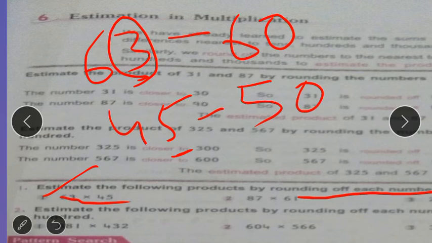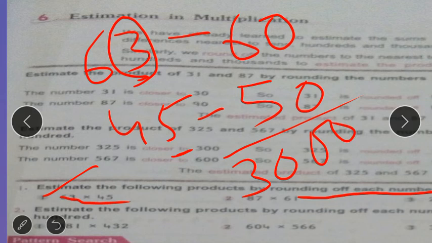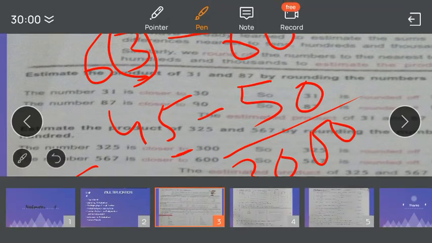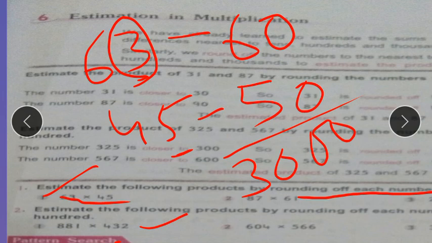Now you have to multiply. 5 6s are 30, plus 2 zeros and 2 zeros. Got it? So this way you have to complete questions 1 and 2. You have to round off to the nearest tens. So for rounding the number to the nearest tens, you have to see the ones place, whether that is 5 or more than 5 or less than 5. Accordingly you have to round off the number. Understood, children?